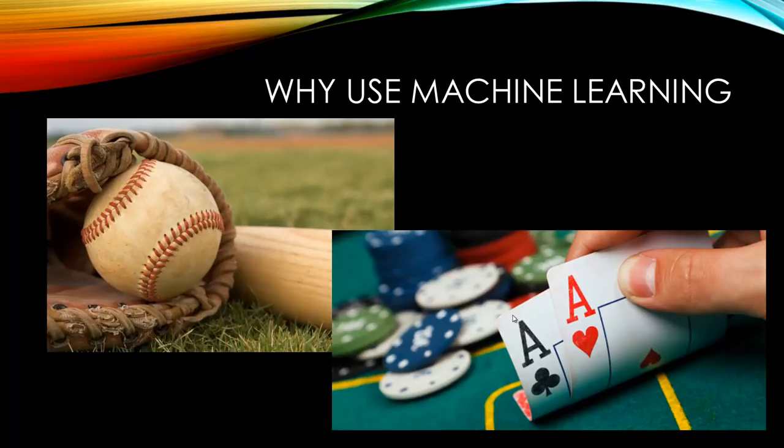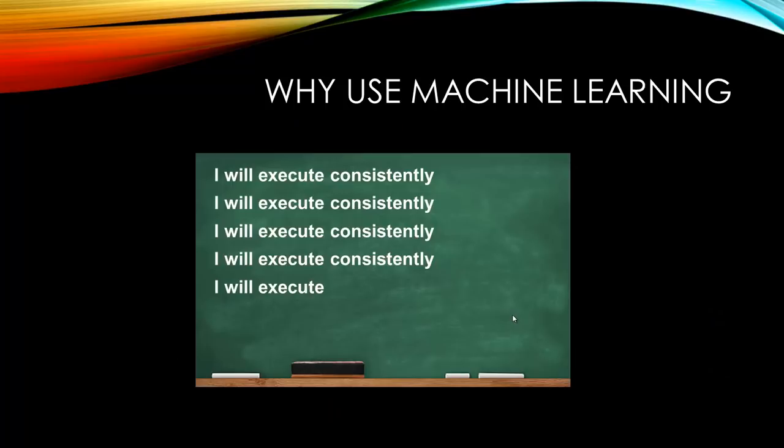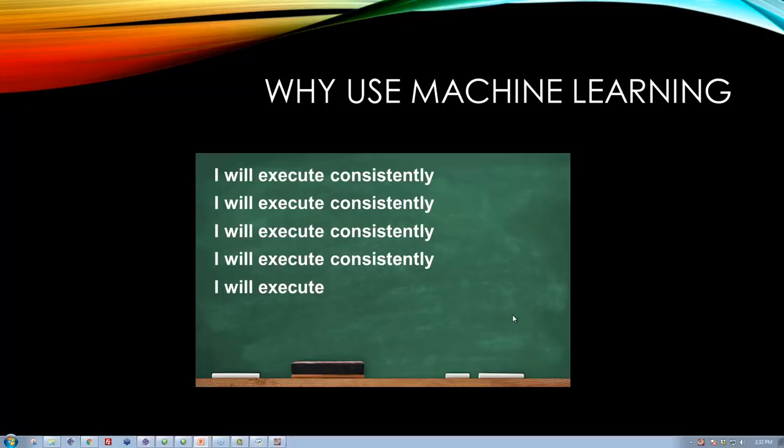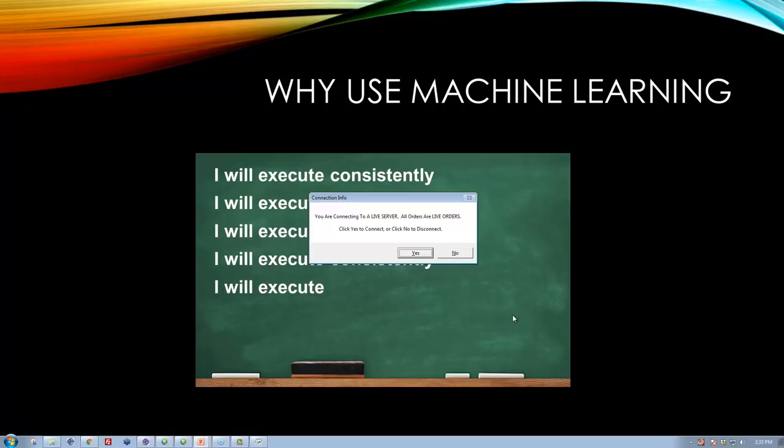Okay, so instead of saying what we had earlier on our chalkboard, this is the reason to use machine learning: it enables you to execute consistently. Because if you hand over the decision making to something that has no human emotion involved in it, but is still doing a sophisticated pattern recognition, then you're in much better shape.